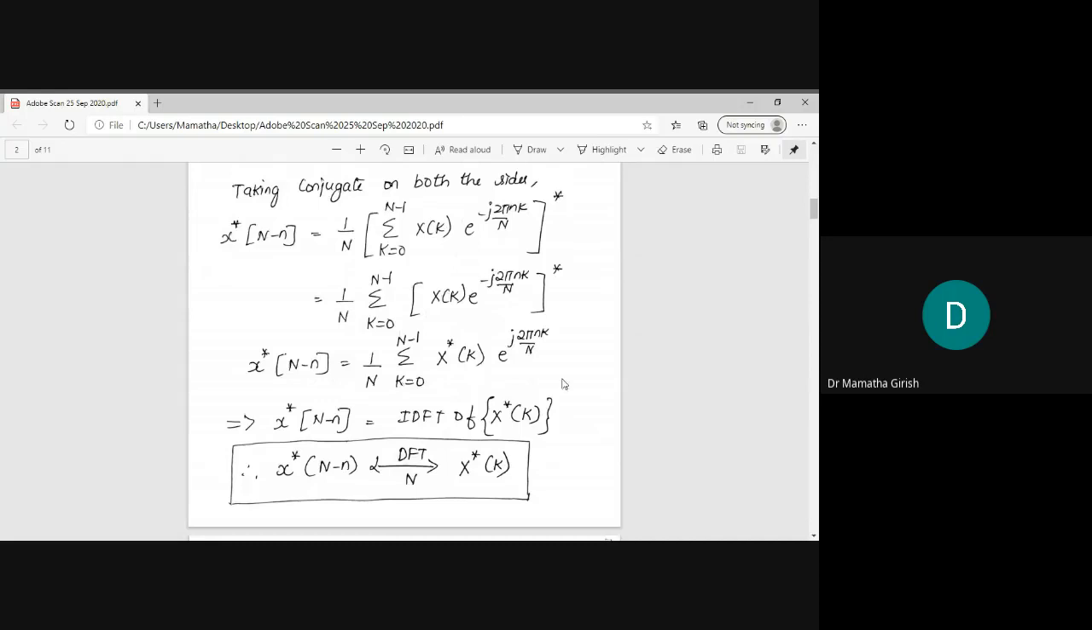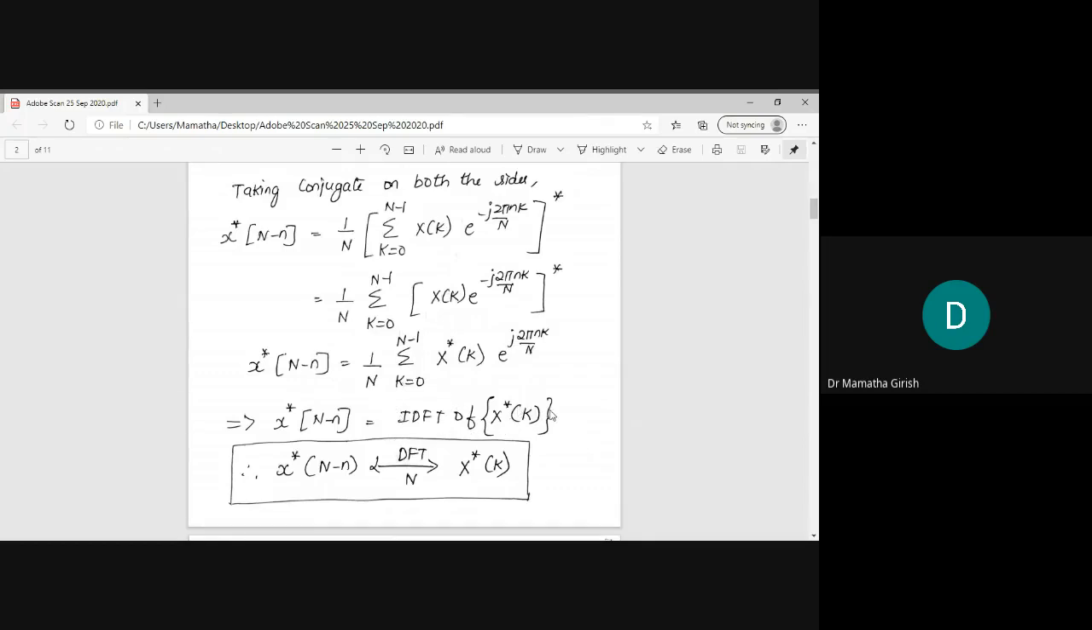Accordingly, what I'm left with is this particular term, 1 by N summation k varying from 0 to N minus 1, X complex conjugate of k into e to the power of j 2 pi nk by N. And if you compare this with the standard IDFT equation, this is nothing but the IDFT of this term. What is this term in the present context? X complex conjugate of k. That is why x complex conjugate of N minus n is nothing but the representation of the IDFT of X complex conjugate of k.